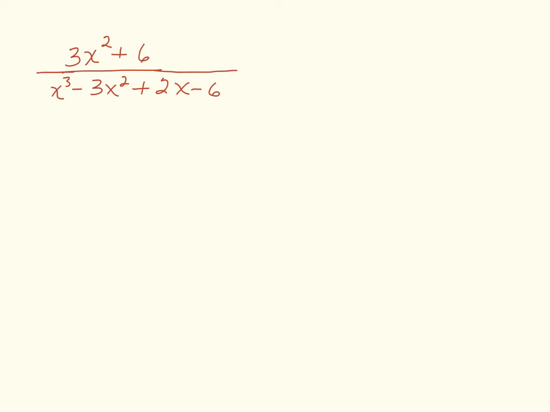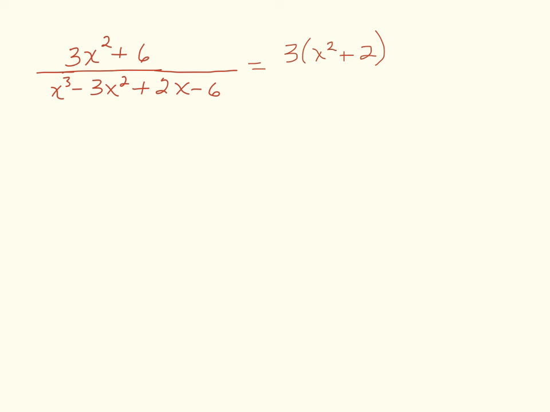All right, let's simplify this one. What do we get? Let's try it. I'm doing it for the first time myself, so let's see. Factor out a 3, and we have x squared plus 2. And I see at the bottom a 4-term polynomial.